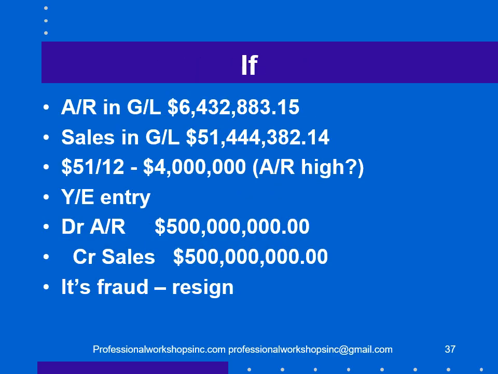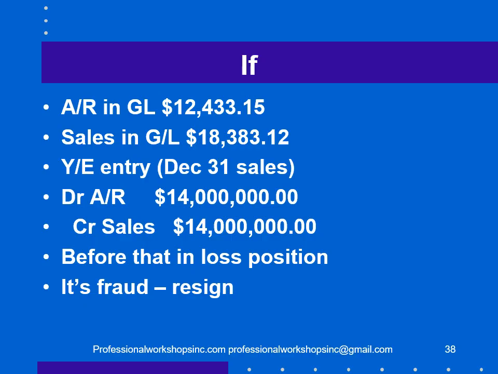Now let us take an example. Receivables in the GL are 6 million some, down to the penny. Sales in the GL are 51 million something. And we probably go, 51 million in sales is monthly sales of 4 million. Receivables look to me a bit high. I'm not quite sure about this. The year-end entry is debit accounts receivable $500 million, credit sales $500 million. This was a real case. It was fraud. Resign.